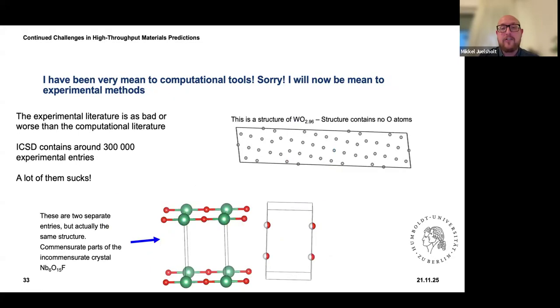Other things you can find if you look for them: a classic one is finding things like oxides. In this case, this is a tungsten oxide. You can look up this structure in ICSD, and the structure does not contain any oxygen atoms. This one is also really good. These are some niobium oxide structures. They come as two different entries. You can see two different unit cells, and none of these structures are real. They are part of the commensurate parts of what we call an incommensurate crystal structure, in this case a niobium oxyfluoride. So it's important to be aware that the ICSD is full of all sorts of bad things.